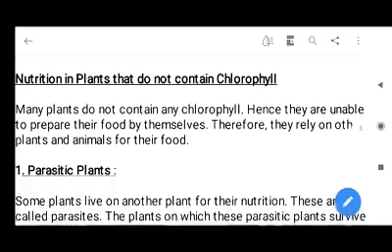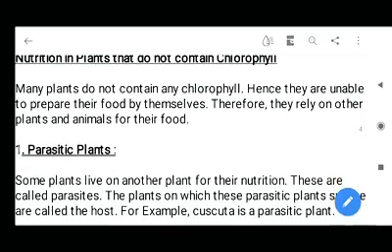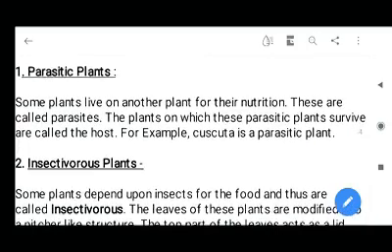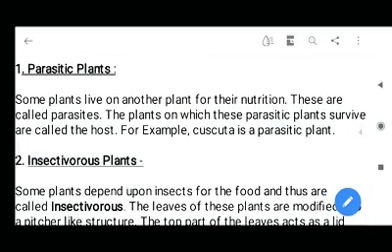Now, nutrition in plants that do not contain chlorophyll. Many plants do not contain any chlorophyll. Hence, they are unable to prepare their food by themselves. Therefore, they rely on other plants and animals for their food. There are many categories. First is the parasitic plants. Some plants live on another plant for their nutrition. These are called parasites. The plants on which these parasitic plants survive are called the host. For example, Cuscuta is a parasitic plant.